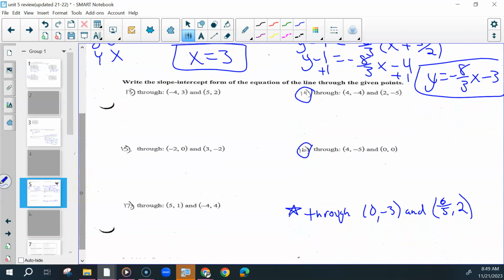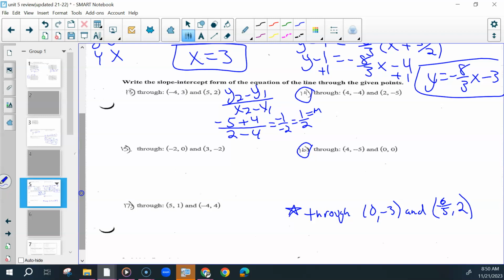Alright, with 14, 16, and the one we have up here, we have to find the slope first, and then do everything else. So, your slope formula, again, y2 minus y1 over x2 minus x1. Label them if you so choose. So this would be -5, either minus a -4 or +4, you can choose, over 2 minus 4. What would your slope be? So that's your M.